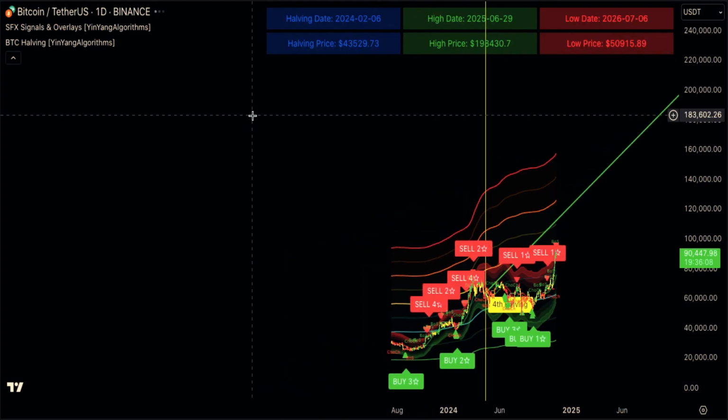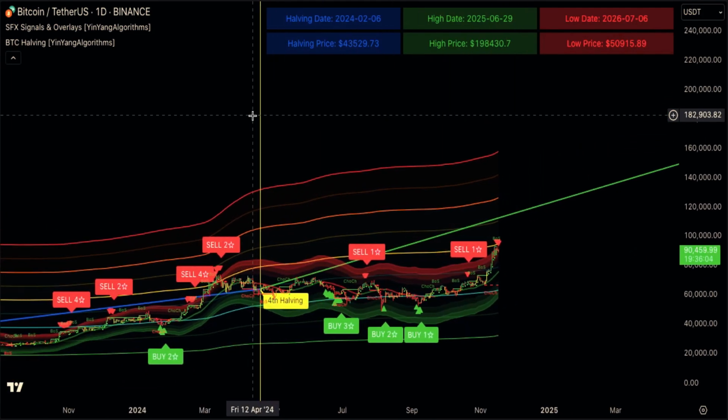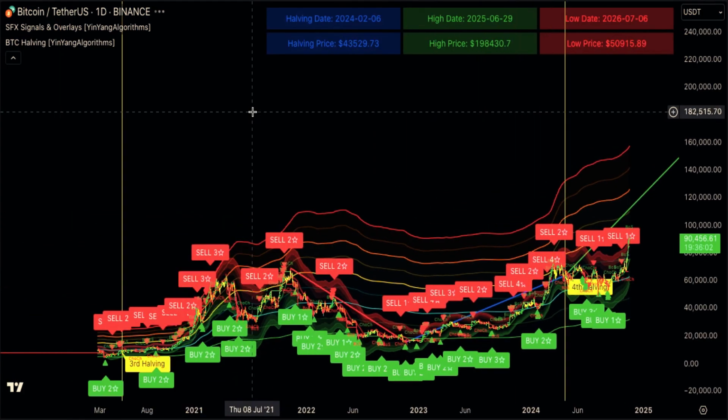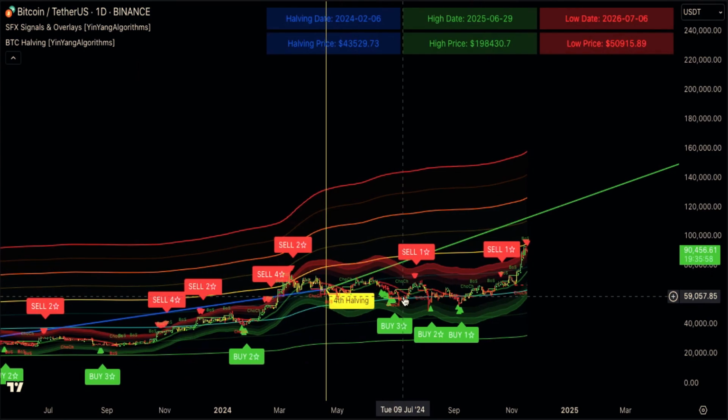Zoom out a little bit. There we go. Load it all up. I don't know how TradingView works like this, but sometimes you have to zoom out really far for all the code to load. It's weird.